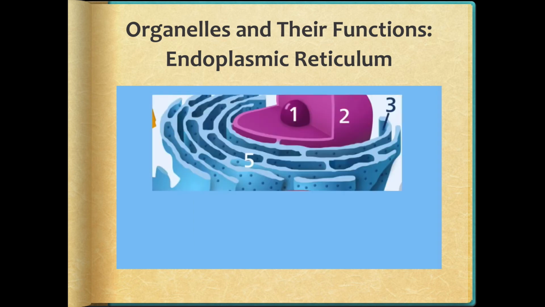In summary, the ER is a transportation system used by the cell to create and transport proteins, enzymes, and lipids throughout the cell.